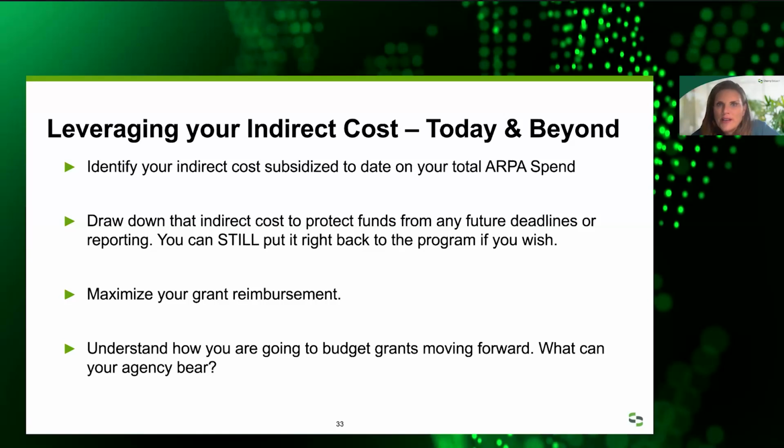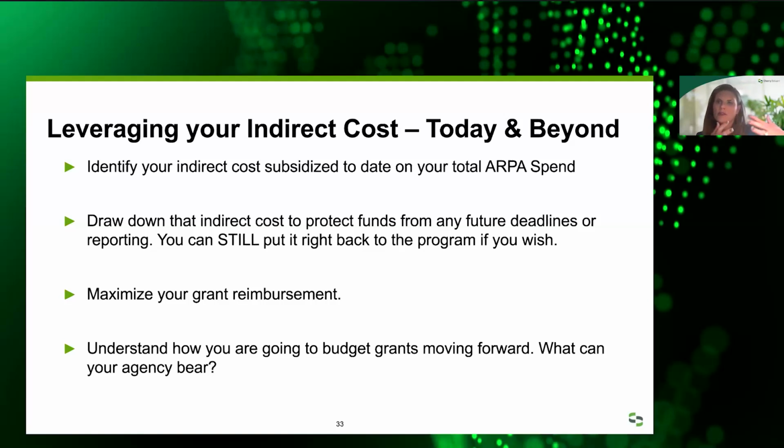Okay, so leveraging that today and beyond, if you're identifying your indirect cost subsidized to date for your total ARPA, you need to understand what that is. Draw down the indirect cost to protect those funds, as I've been talking about. You can put it right back into the program. You can make those choices, but protect those funds. Do it today. Do it now. Understand what that is. Then on your whole grant portfolio, maximize your grant reimbursement.